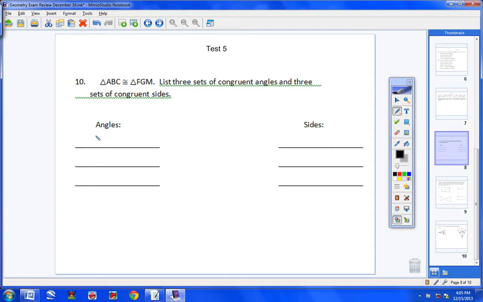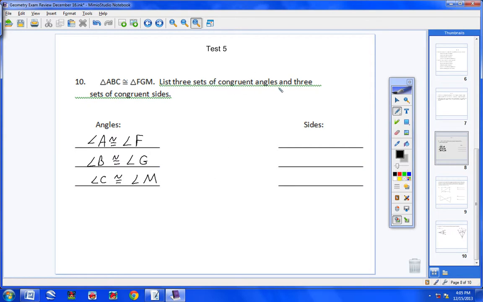Okay, no problem. Angle A is congruent to angle what? F, that's the first letter. Angle B is congruent to, that's my second letter. What's the second letter over here? G. So angle G. Angle C is congruent to angle M. There you go. Pretty easy, okay?